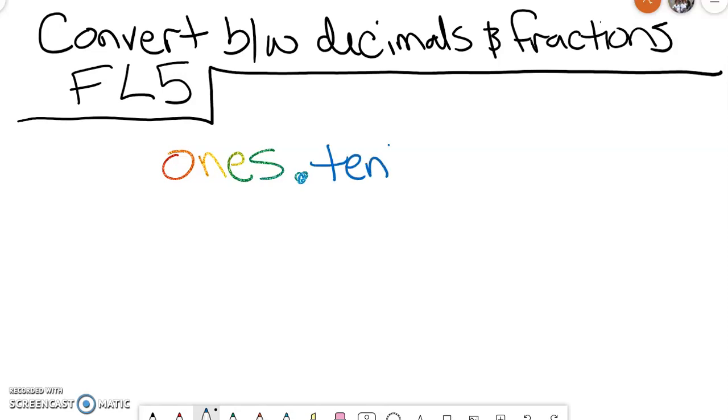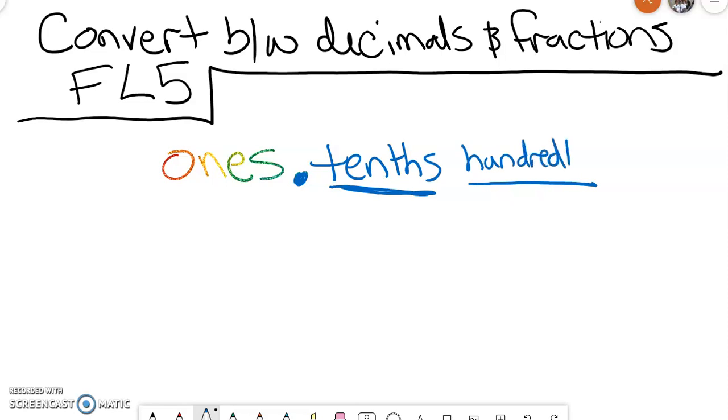So we have our ones place, then our decimal. Right behind the decimal is your tenths place. Then you have your hundredths, and then you have your thousandths. Before the decimal we have our tens, hundreds, etc. But after it we have our tenths, hundredths, thousandths. The big part of this lesson is just knowing that. If you know that, you're good to go.